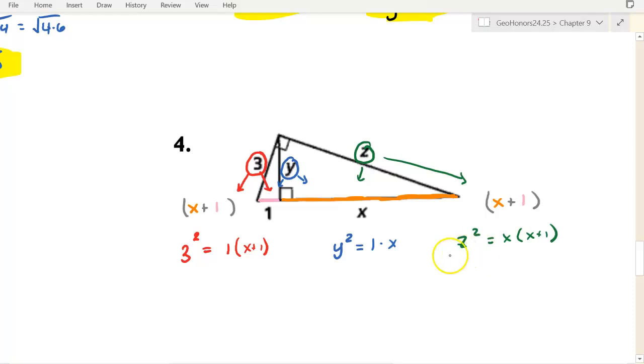I have my three separate equations, and in fact the only one I can solve right now is the red one. I have to solve that one first because it's the only one that has one variable. So I can solve this and say that 9 is equal to x plus 1, subtract my 1, and get my x value to be equal to 8.